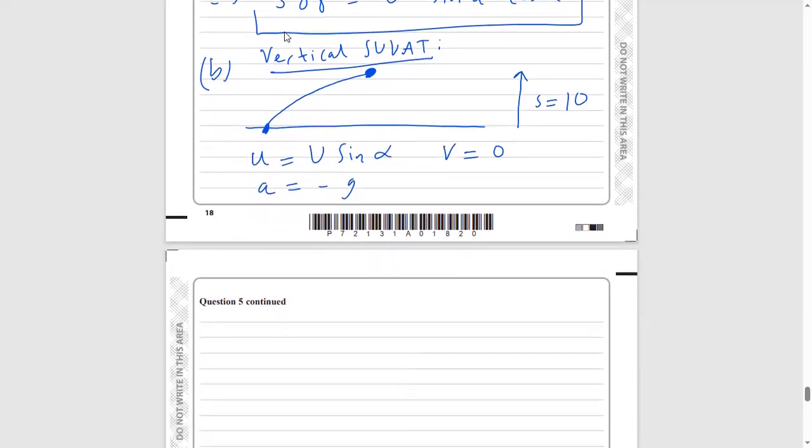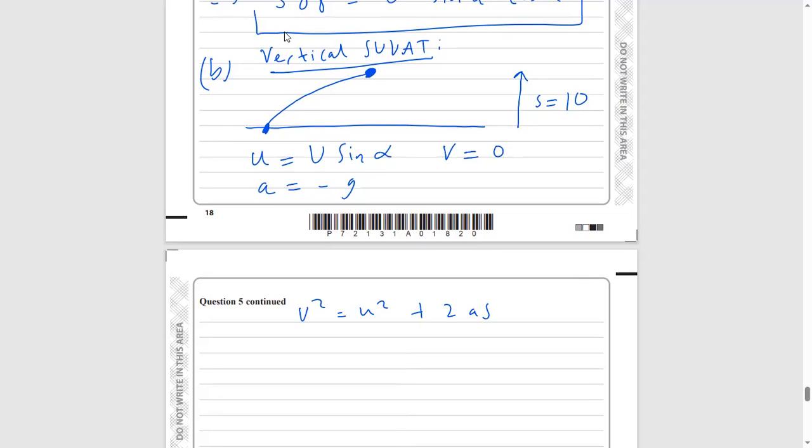So now we're going to use suvat with these letters. We've got s is 10, v is 0, u is our initial speed vertically, and our acceleration there. We haven't got t involved here, so we're going to use the equation that doesn't involve t. That's v squared equals u squared plus 2as. So pick the equation with t missing.